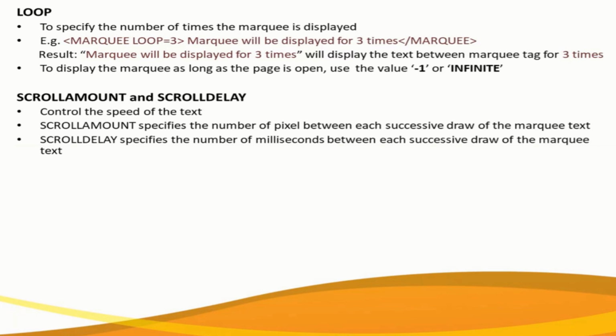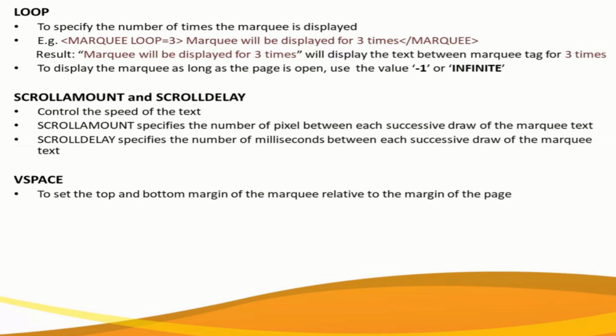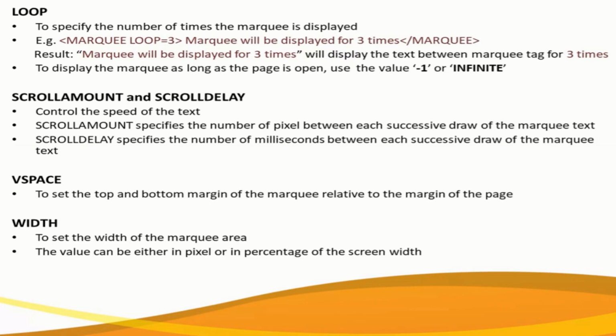Scrollamount and scrolldelay are used to control the speed of the text. The difference between these two is that scrollamount specifies the number of pixels between each successive draw of the Marquee text, whereas scrolldelay specifies the number of milliseconds between draws. The vspace attribute is used to set the top and bottom margin of the Marquee relative to the page margin. And finally, the width attribute is used to specify the width of the Marquee area. This value can be either in pixels or percentage. Another thing to note is that if you want to change font style, size or color, then use the font element inside the Marquee element.